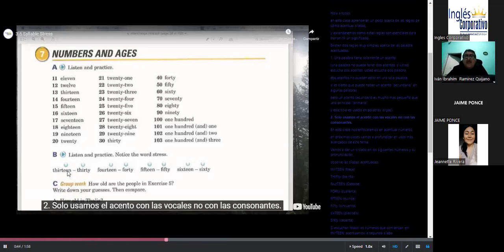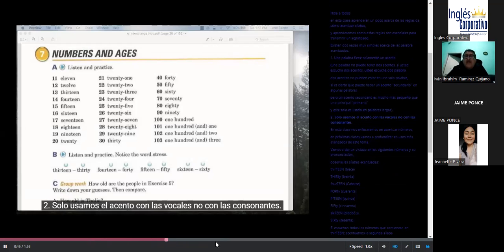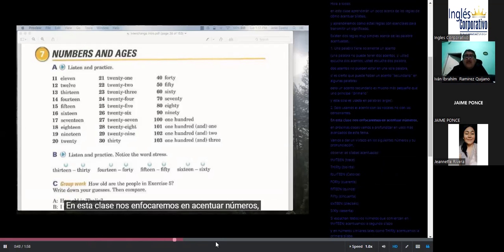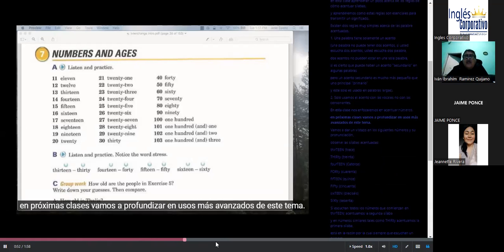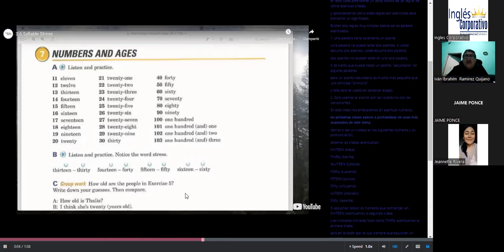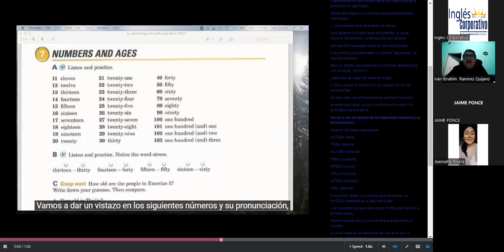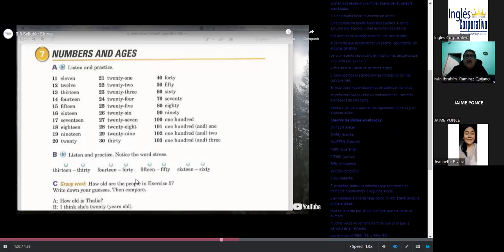Number two, we can only stress vowels, not consonants. In this class, we will focus on stressing numbers. And in future classes, we will dig into more advanced uses of this topic. Let's take a look at the following numbers and their pronunciation. Notice the stressed syllables.